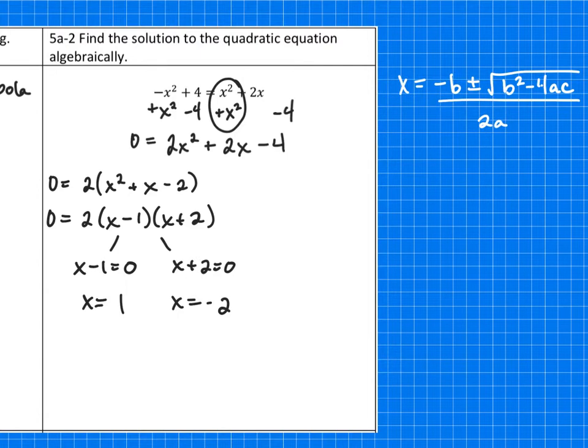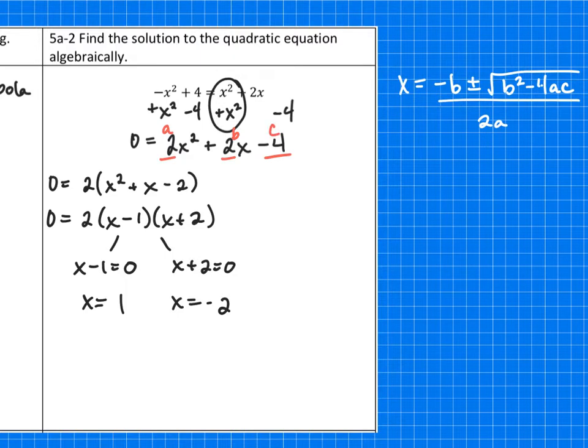Some people would just go straight from this place right here and use the box and diamond. That will work as well. If you do everything correctly, you should end up with the same thing. The other method, of course, is the quadratic formula. So for the quadratic formula, I need those three values. So a equals 2, b equals 2, and c equals negative 4.